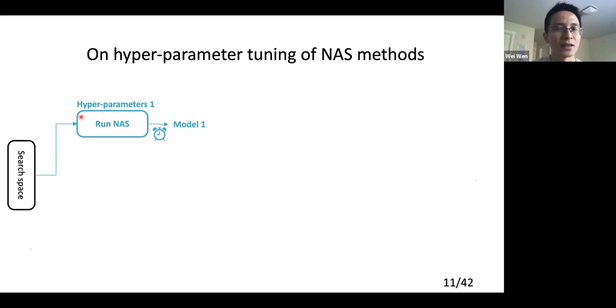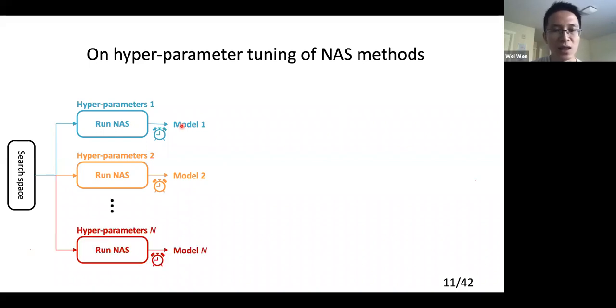So first they use one set of hyperparameters, run the search and find a model, and then they change the hyperparameters and again run the search. They keep doing this until they find a good model. So the total search time should be the sum of all the runs.